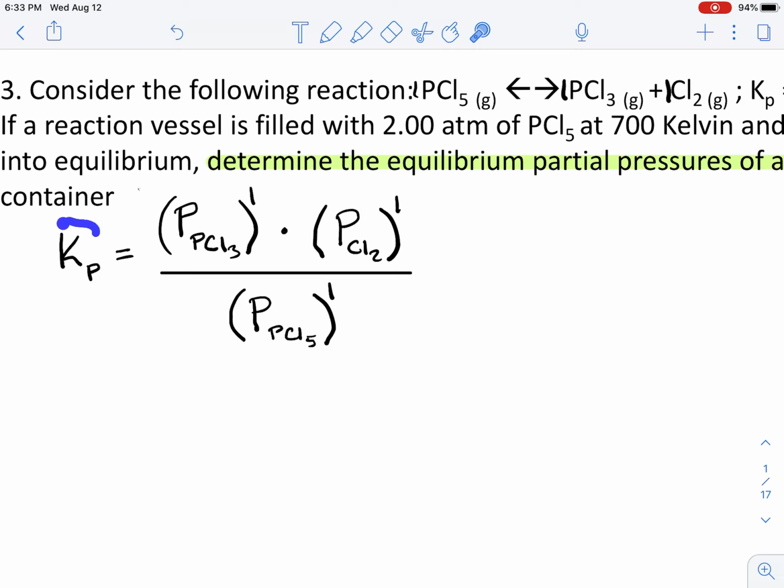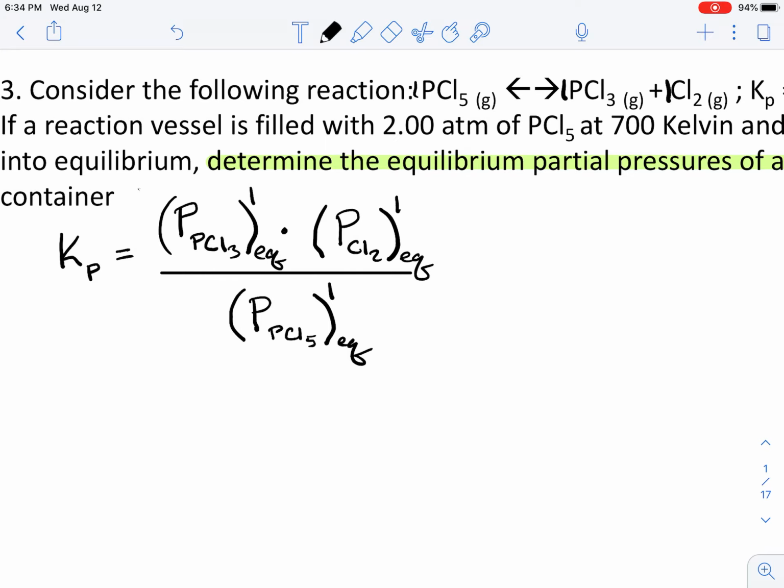Now, remember that whenever we're using capital K, that implies that all of these substances are at a state of dynamic equilibrium. And so therefore, we're going to go ahead and put in EQ after the parentheses.